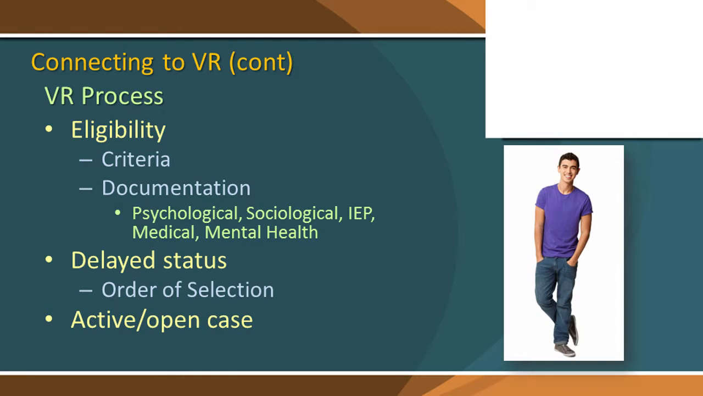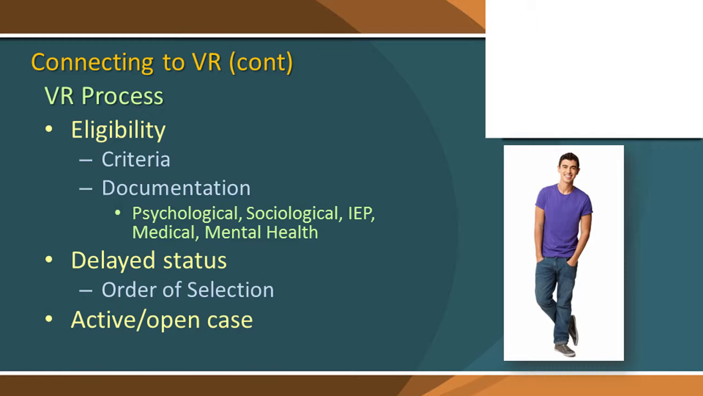So we ask that people come into the intake process with documentation so that we're able to find them eligible for services. Vocational rehabilitation is an eligibility program, not an entitlement program that most people are used to through their schools. Some of the documentation we use would be a psychological, sociological, IEP, medical information, and mental health documentation. And that information can be given from anyone on the support team that's there to help the student.